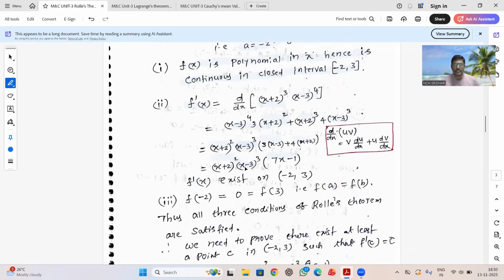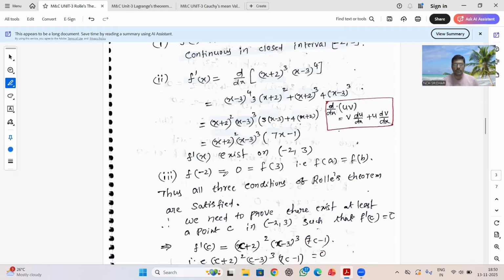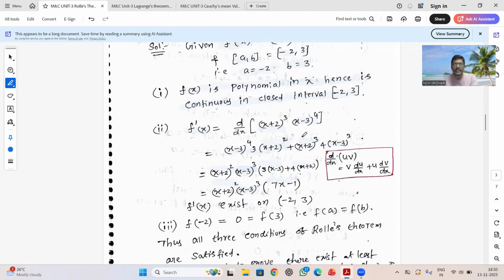So the derivative exists in the given interval. Now what is the third condition of Rolle's theorem? f of a equals f of b. What is a here? a is minus 2. So simply we need to substitute the a value in the function and the b value in the function.